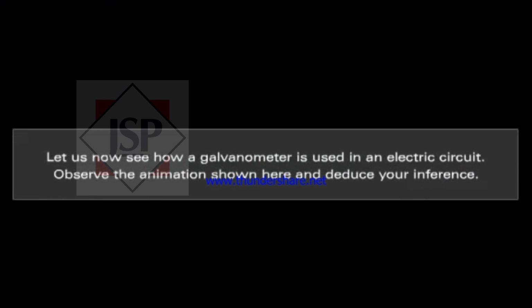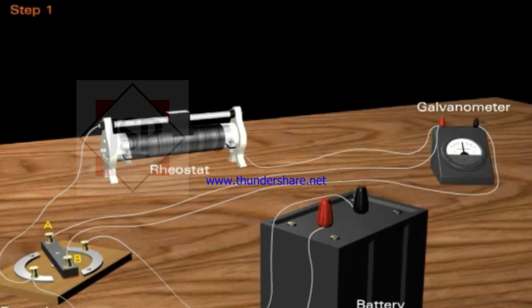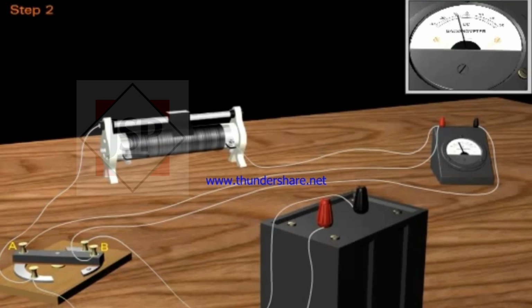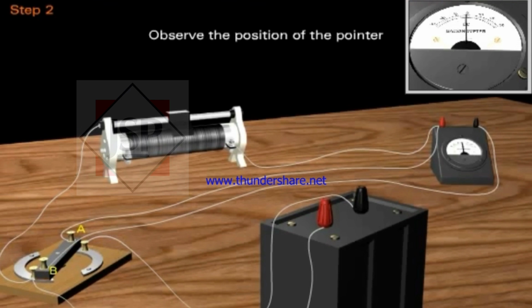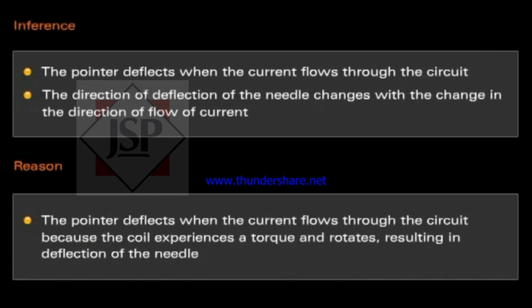Let us now see how a galvanometer is used in an electric circuit. Observe the animation shown here and deduce your inference. The galvanometer is connected to a battery, rheostat, and a reversing key as shown in the circuit diagram. Click on the reversing key to close the circuit. Now change the direction of flow of current. Click on the link provided to check your inference.